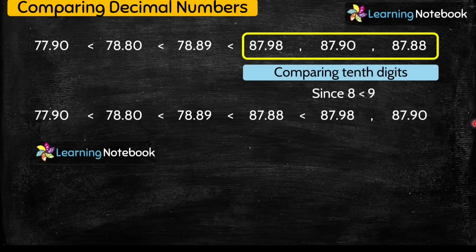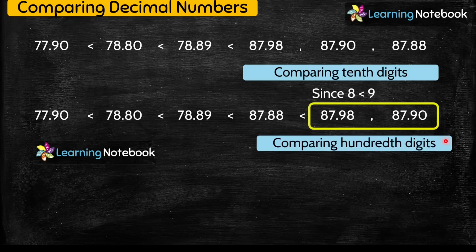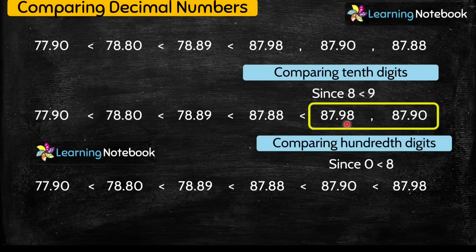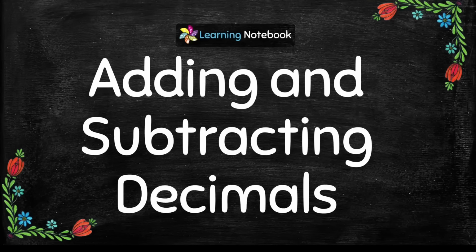Now we will arrange these last two decimal numbers. For this, we will compare their 100th digit. And since 0 is less than 8, so 87.90 is less than 87.98. So students, in this way, we have compared the decimal numbers and arranged them in an ascending order. Now our next topic is adding and subtracting decimals. First we will understand how to add decimals.